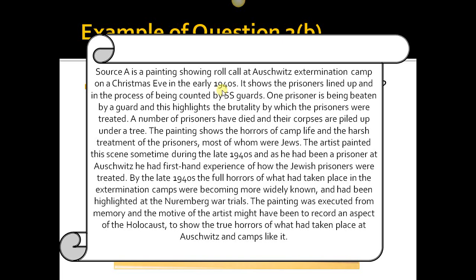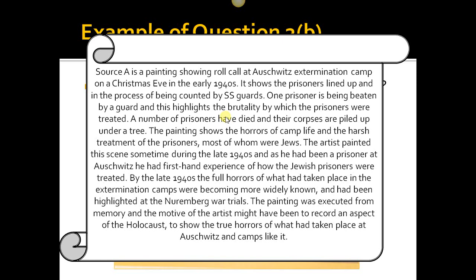You can then write it in a fluid way. As you can see, the answers are getting longer. And there's nothing wrong with you doing little bullet points. We're not asking you to evaluate the source, but what we are asking you to do is to tell us why it was produced.